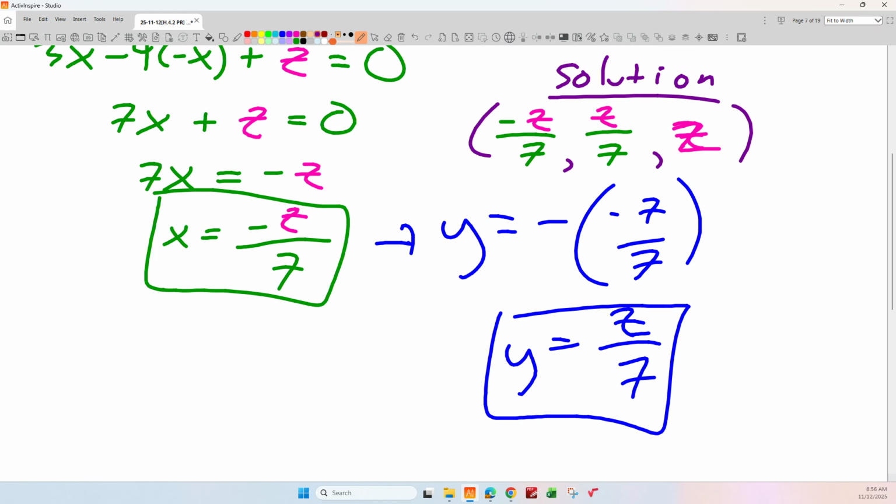Remember, our solution we're talking about is just going to be a line where those planes intersect. I'm just trying to find some points on that line so I can visualize what the solution set looks like. What if I pick z equals 1? What point do I get? Negative 1/7, positive 1/7, 1. If I pick 7, I'd get negative 1, positive 1/7.